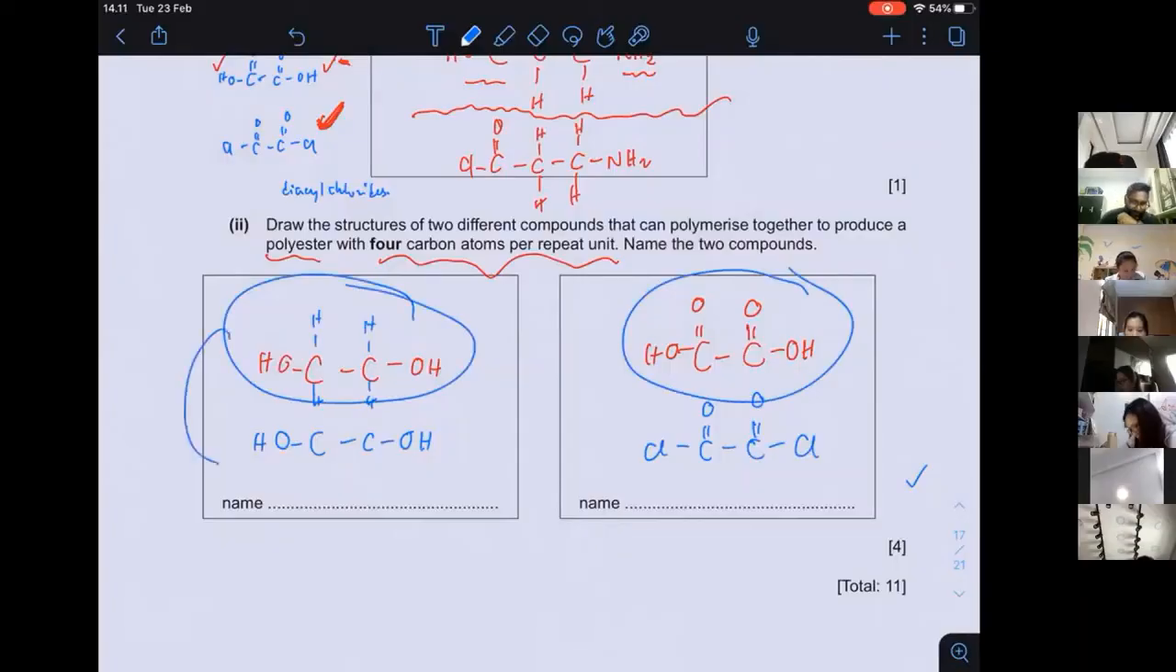If I want to give the name of the compound for the one circled, this is going to be a diol. So what kind of diol? This is going to be ethane-1,2-diol, carbon number 1, carbon number 2. This one is going to be ethanoic acid, but now you have 2, so this is going to be named as ethanedioic acid.